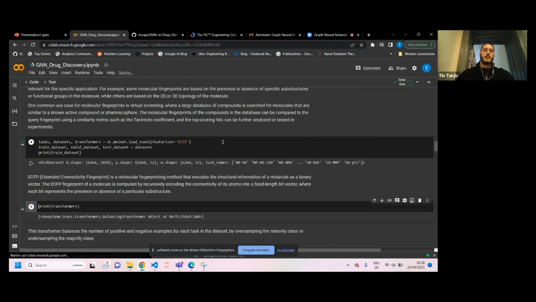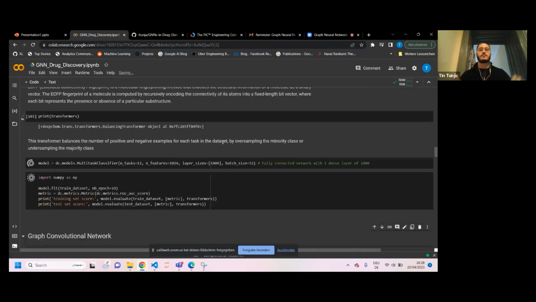So we're going to now run that model, and what we'll obtain is the ROC-AUC score. So basically the score of how well we predict for all of those 12 tasks, averaged across all of those 12 tasks. It's going to have the false positive rate on the x-axis and the true positive rate on the y-axis, and we're going to have this curve.